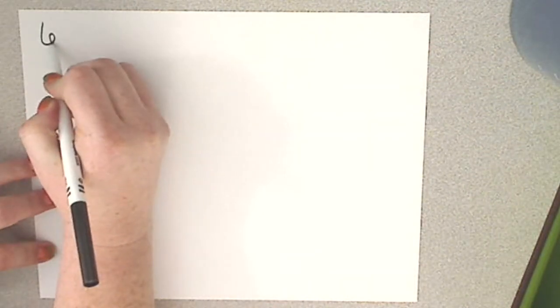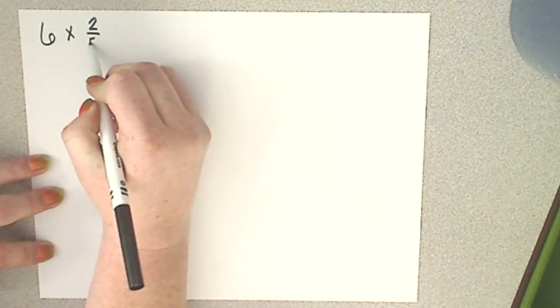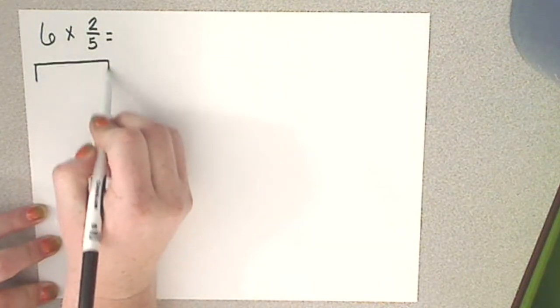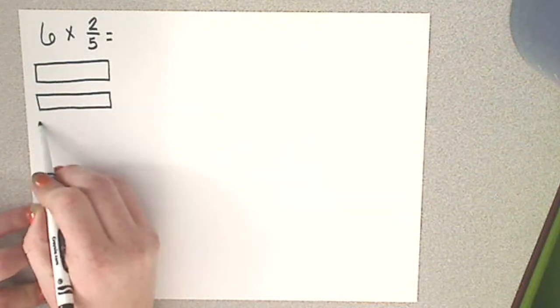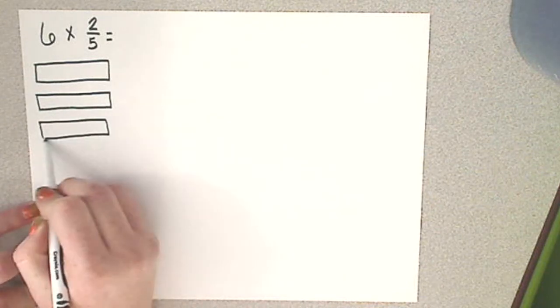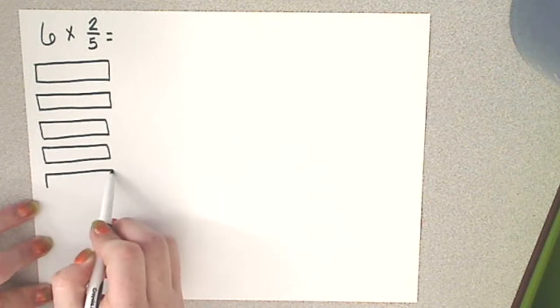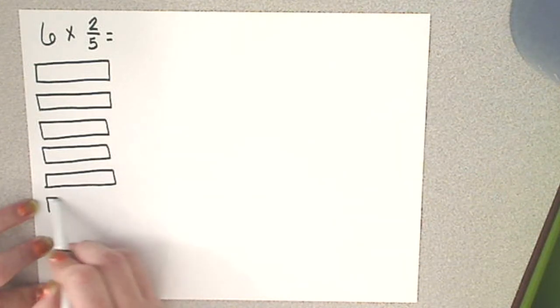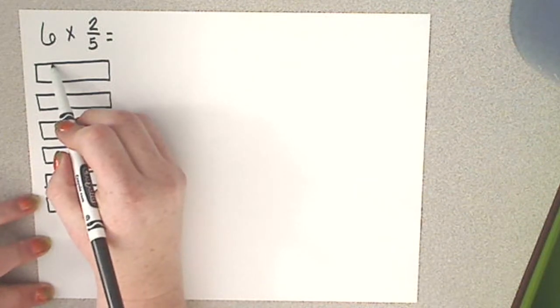All right, let's take a look at our last example for today. This problem says 6 times 2/5. So I'm going to need 6 bars. 1, 2, 3, 4, 5, 6, and they need to be split into 5 pieces each.